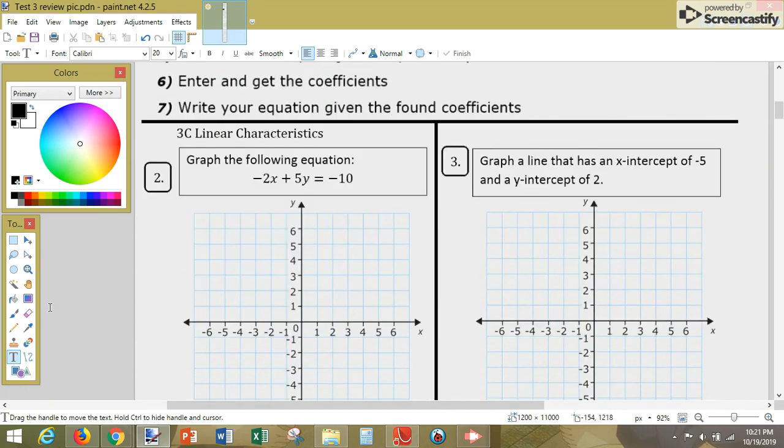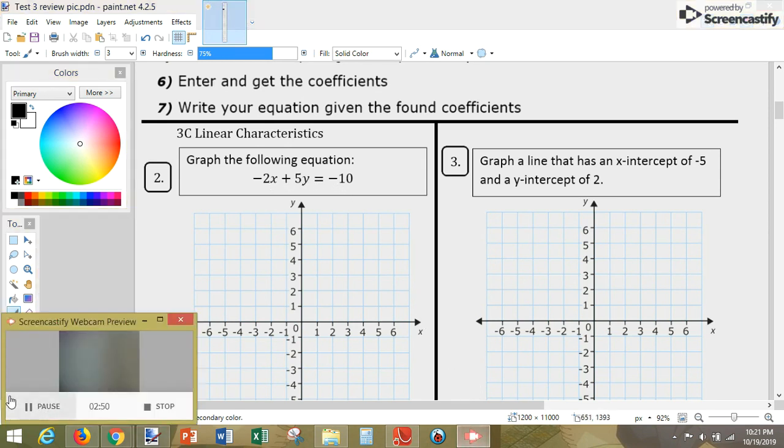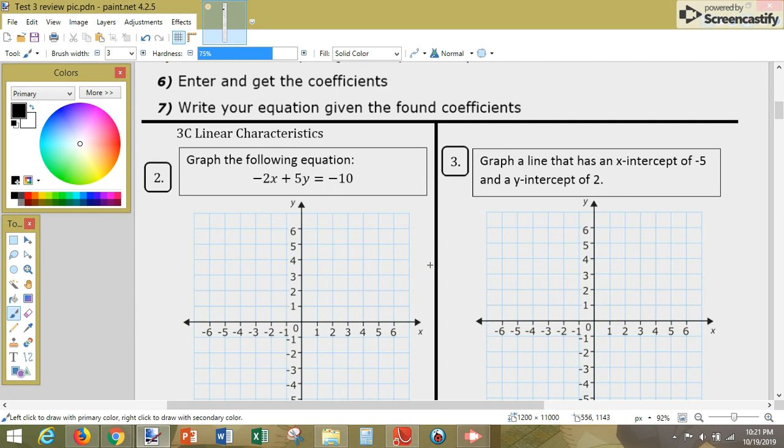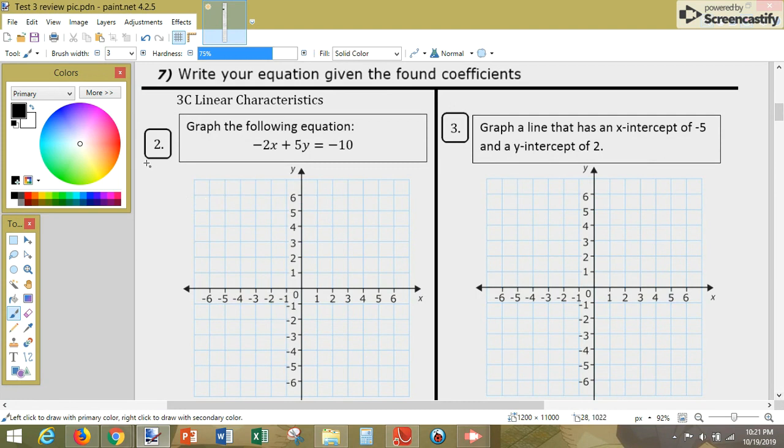Let's look at number 2. 3C, linear characteristics. Graph the following equation. Negative 2x plus 5y equals negative 10. To do this, you could graph it in the calculator by pressing Graph, menu 3-2 and typing this in, or you could find the x-intercept and the y-intercept, plot those 2 points, and connect the dots to form a line.